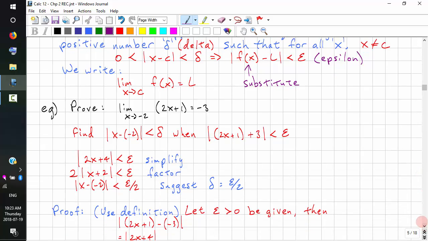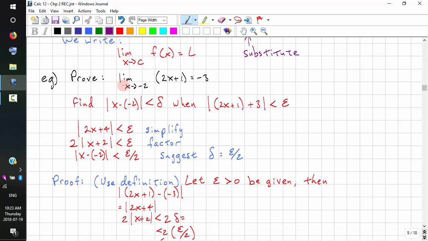So here's an example. What we're trying to do is find delta in terms of epsilon. That way we don't have two variables to deal with. We just have one, and then the whole statement is proven. So we're going to prove the limit as x approaches -2 of 2x plus 1 equals -3. So again, we need to find delta in terms of epsilon.